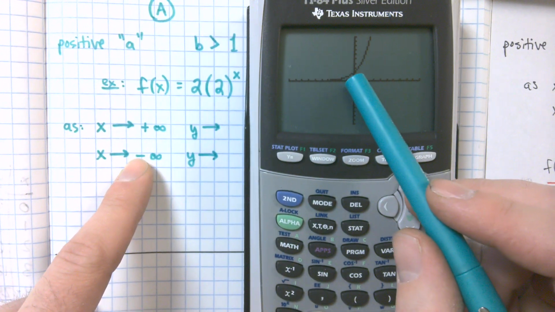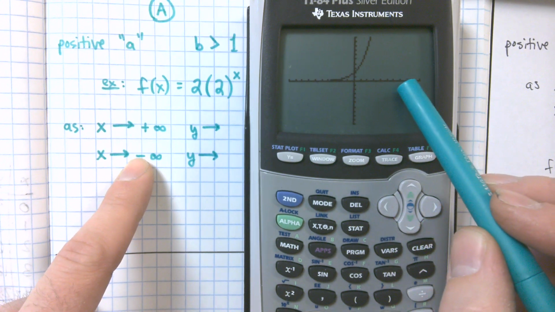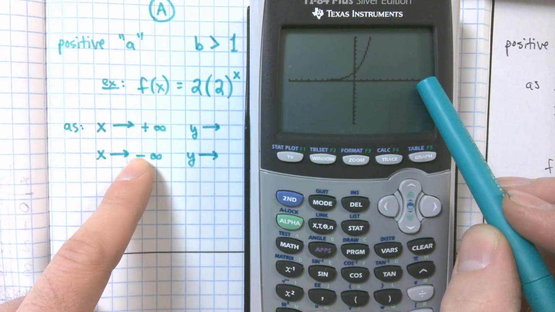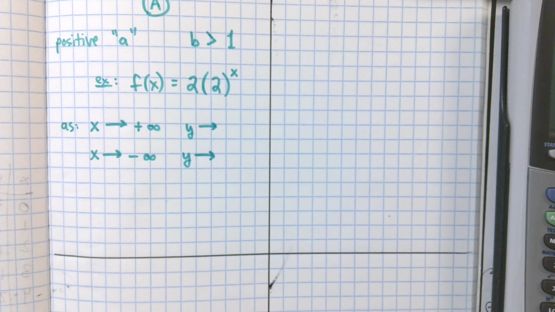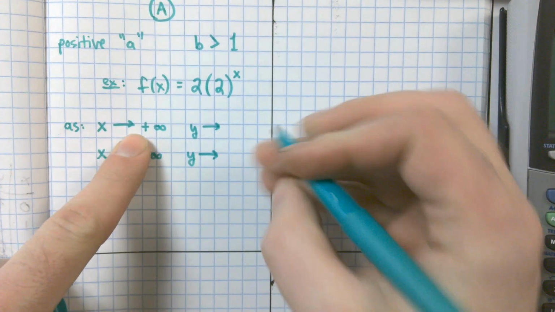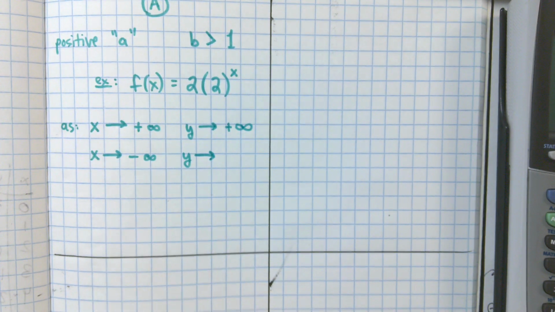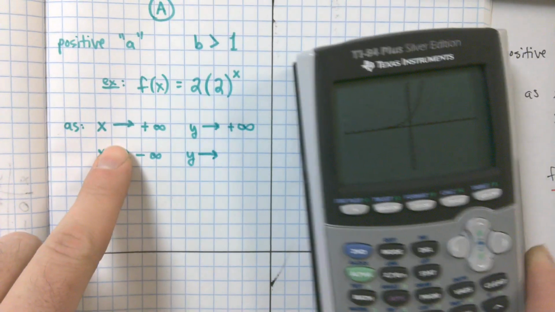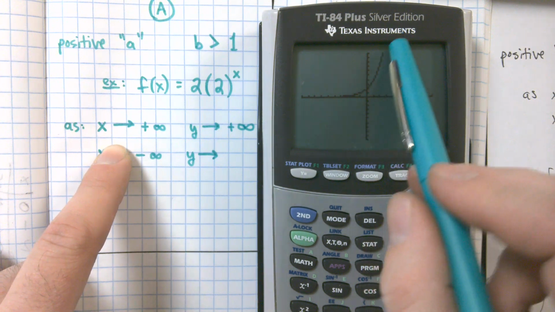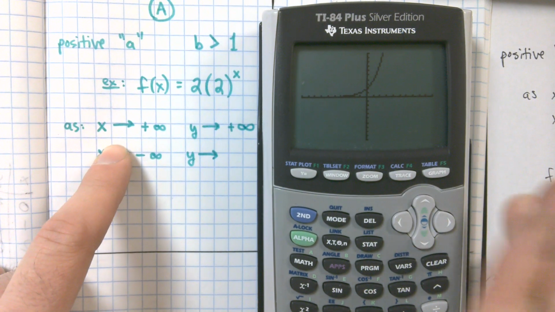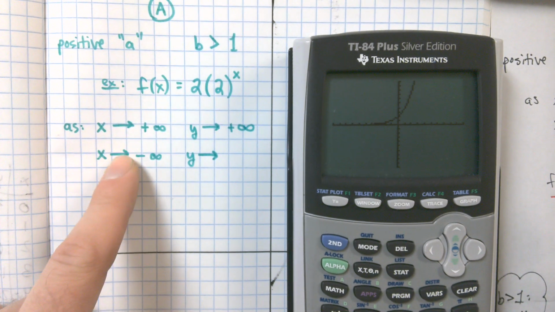So if I'm thinking of this function, this curved line here, as it's moving to the right, where is my arrow going? Up. Towards what again? Positive infinity. So as x approaches positive infinity, y also approaches positive infinity. What this statement means is as I move to the right on my x-axis, my function is going up. That's all that means.